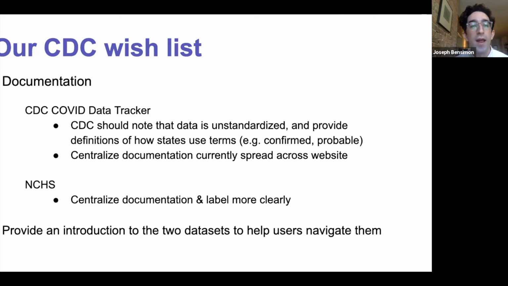That would be great. We would also like the CDC to note that the terms that states are using to define confirmed deaths and probable deaths, as we mentioned before, vary from state to state, and really just to underscore the fact that this isn't standardized, and if possible, to provide information on how states are reporting the terms, what definitional criteria they have.